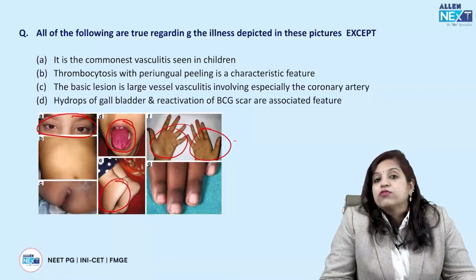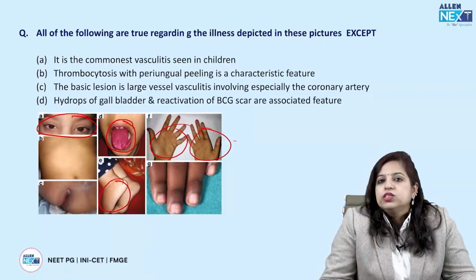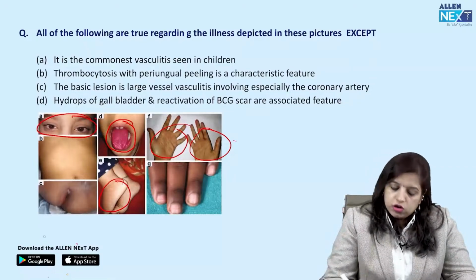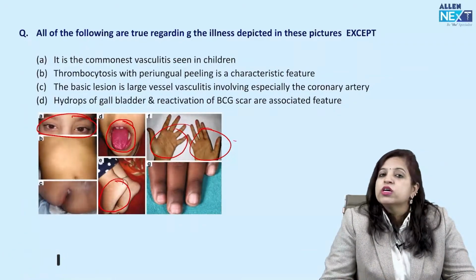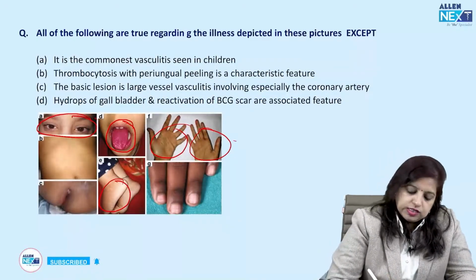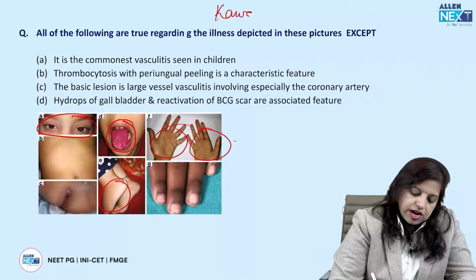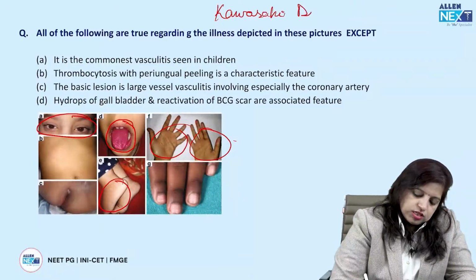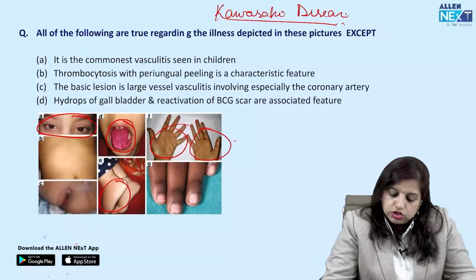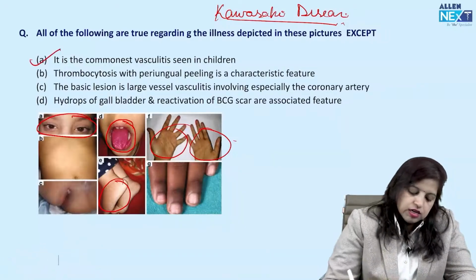So and of course, along with this, usually these children have unilateral cervical lymphadenopathy and mucosal involvement, which we have already seen in the form of strawberry tongue, right? So this kind of constellation of signs and symptoms is seen in, yes, you guessed it right, Kawasaki disease. So this is Kawasaki disease for you. It is the commonest vasculitis seen in children. Yes, this is a correct statement.